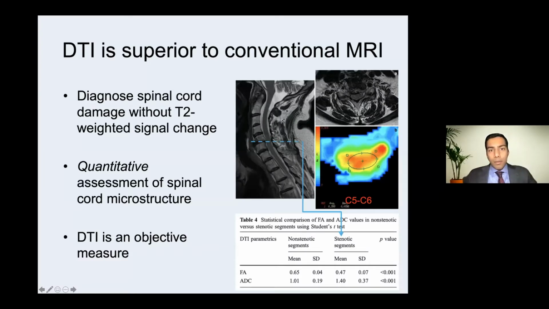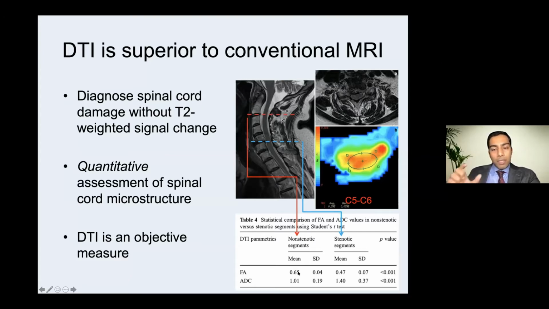One thing. Okay. So DTI metrics, so DTI is superior to conventional MRI. Here in a patient with stenosis, when you measure the DTI metrics at C5-6, which is the worst level of stenosis, you get an FA value of 0.47. At a non-stenotic segment above this, at C2-3, you see an FA value of 0.65.